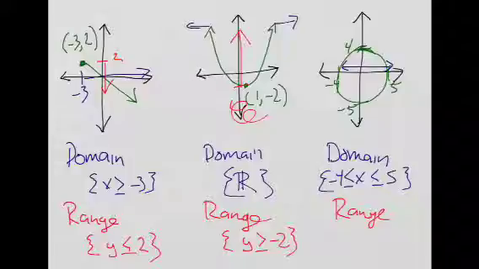My range, I'm between 4 and negative 5. So negative 5 is going to be my smallest value. 4 is going to be my biggest value. So I would write my domain and range this way.